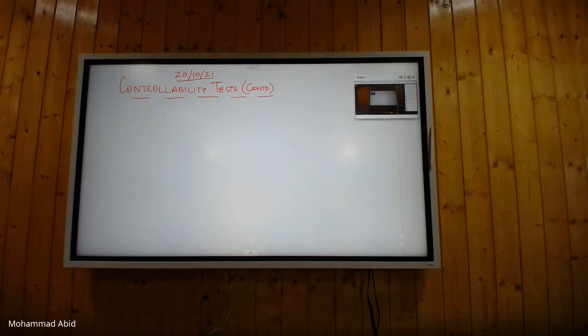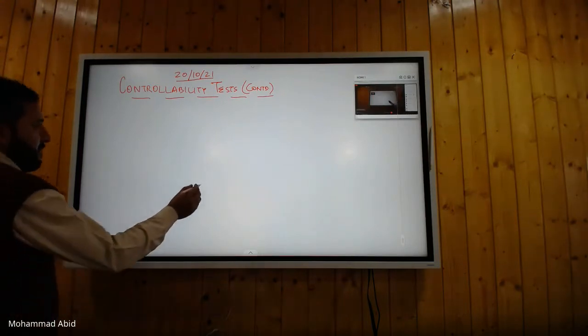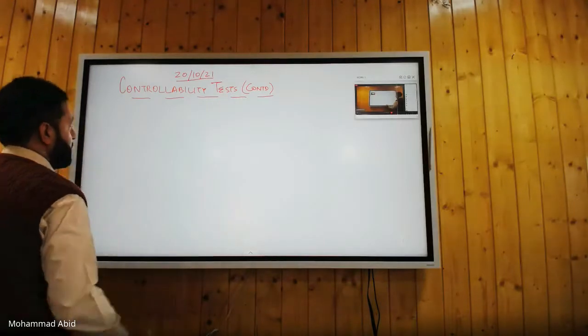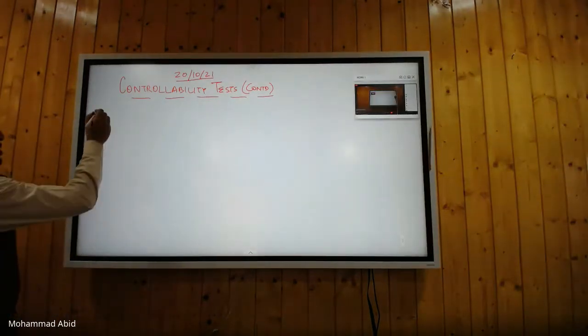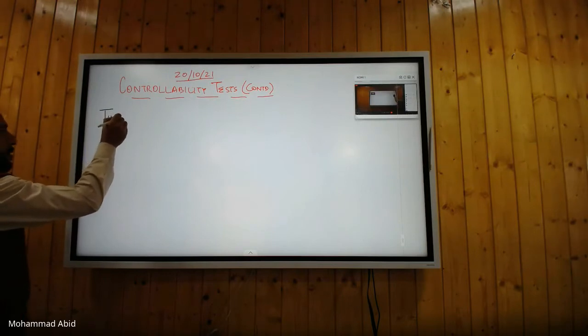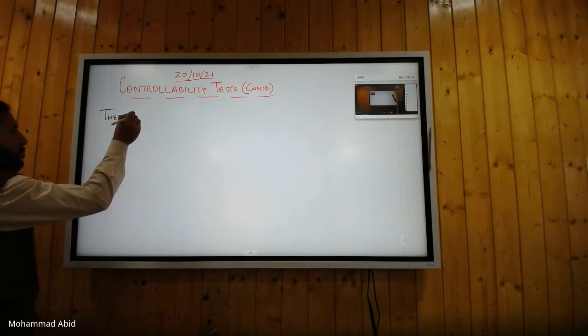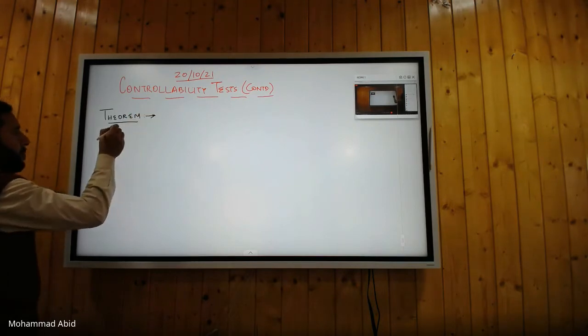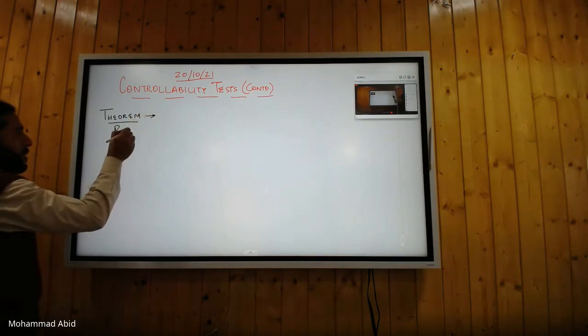And how do we define the controllability matrix? Let me first of all put the theorem. So the second part of the theorem was, the first part we proved, what was part 2 of it?